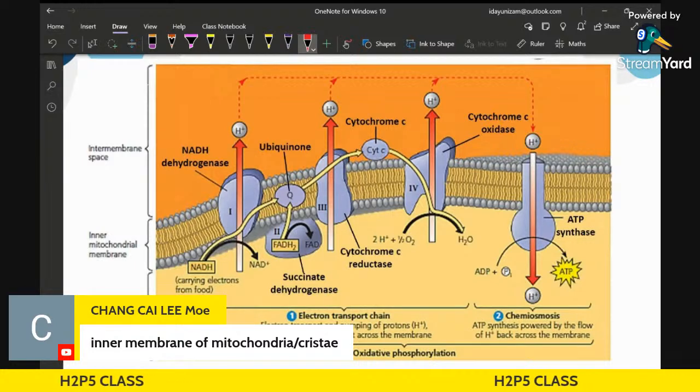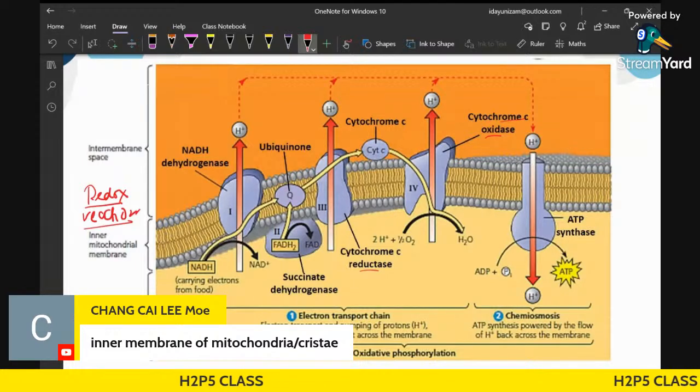Soon we will understand the whole process. Complex 3 is cytochrome C reductase. Complex 4 is also cytochrome C, but this time it is oxidase. So it works with the concept of oxidize and reduce, because this process involves a redox reaction, redox reaction. Now you are all familiar with it.